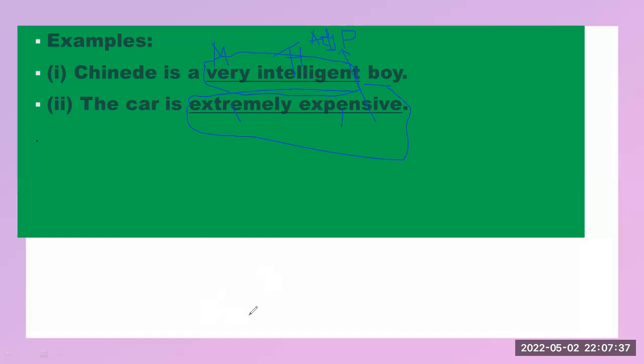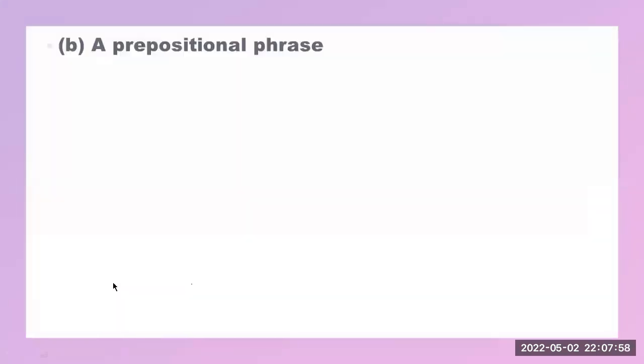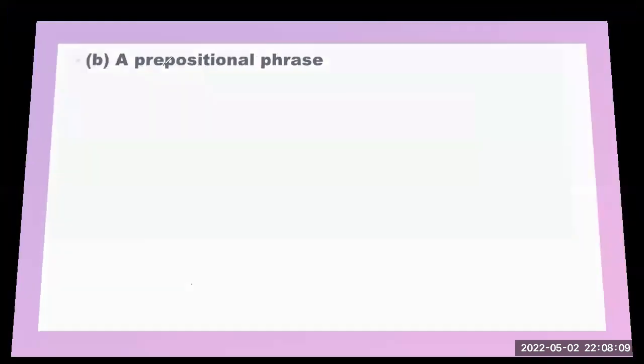Okay. So let's now move on to look at the next type of grammatical structure that can form an adjective phrase. All right. Okay, so here we have a prepositional phrase can also form an adjective phrase. Let's look at examples.